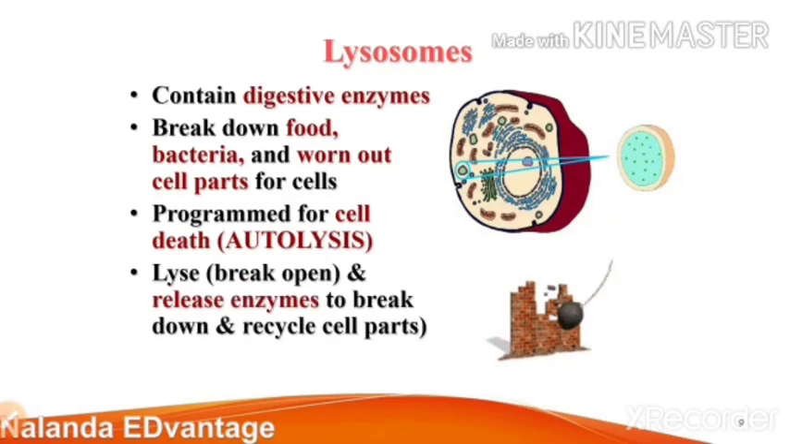Next organelle is lysosomes. Lysosomes contain digestive enzymes. They are also known as suicidal bags because they break down food, bacteria and worn out cell parts for the cells. So anything which is toxic and is not required, basically gets metabolized in this. They are programmed for cell death or autolysis. They lyse or break open and they release enzymes to break down and recycle the cell parts.